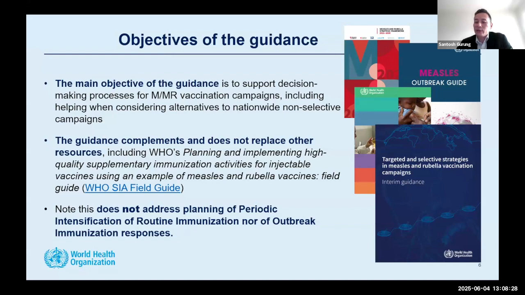This guidance, it's really a complement. You must have seen the measles rubella SIA field guide, which the link is up on the side. You can see it also in the graphic on the right, but this is really a complement to the guide and sort of narrows down in terms of a resource constraint setting, or if you want to go for a more narrow approach rather than the default 9 months to 5 years versus a nationwide non-selective campaign. So how do you go about doing that?